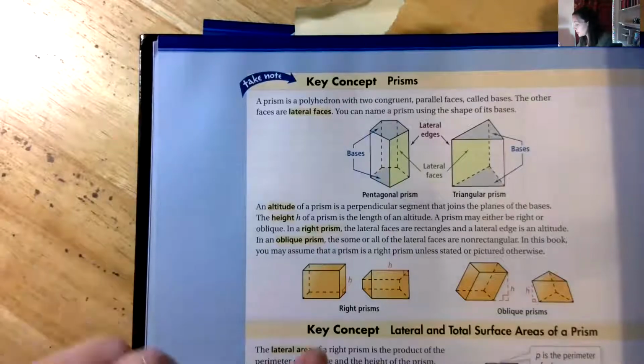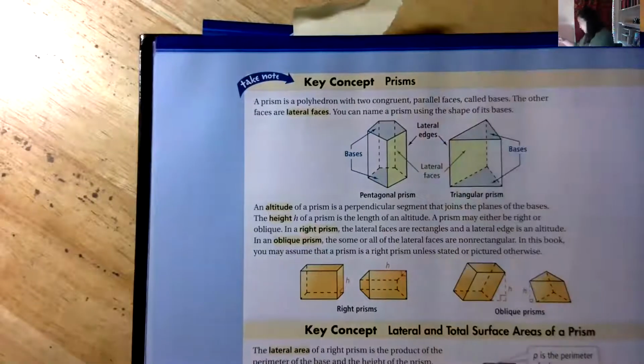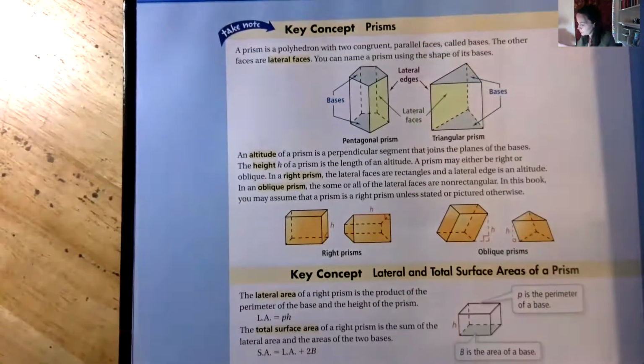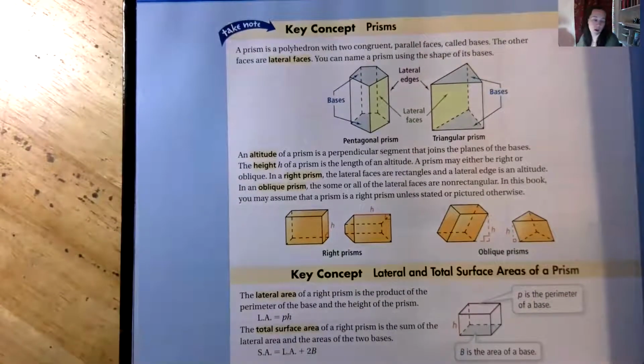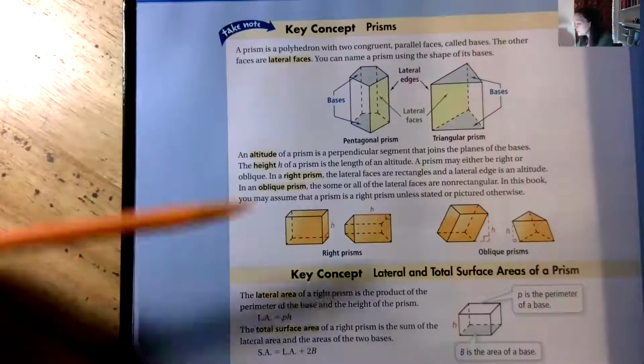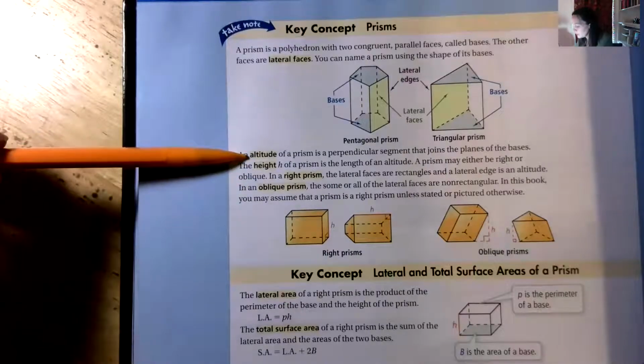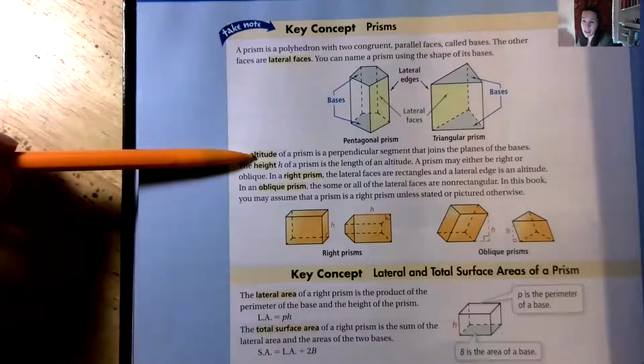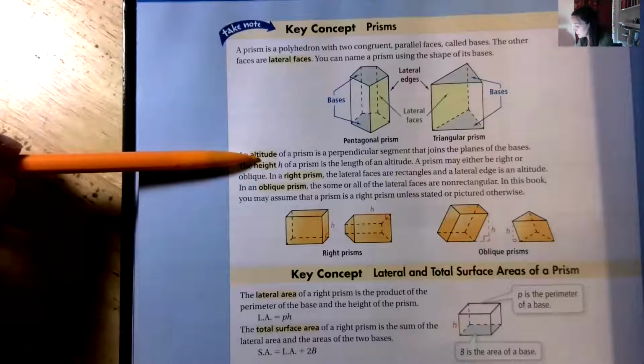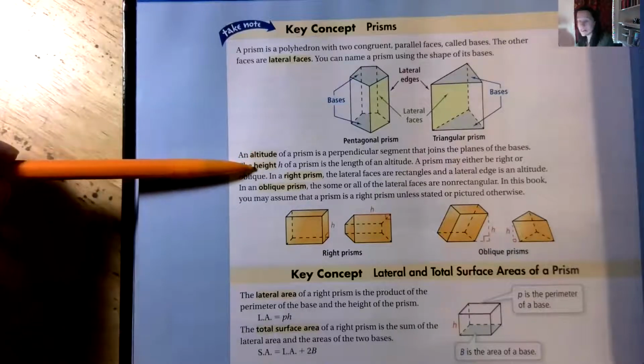So then you also have lateral edges, which are of course the segments that are the intersections of the lateral faces. Okay, now the altitude of a prism, just like with a triangle, is that perpendicular segment that defines the height of your prism. It joins the planes of the bases. Now, the height of a prism is just a definitional term, the length of an altitude.